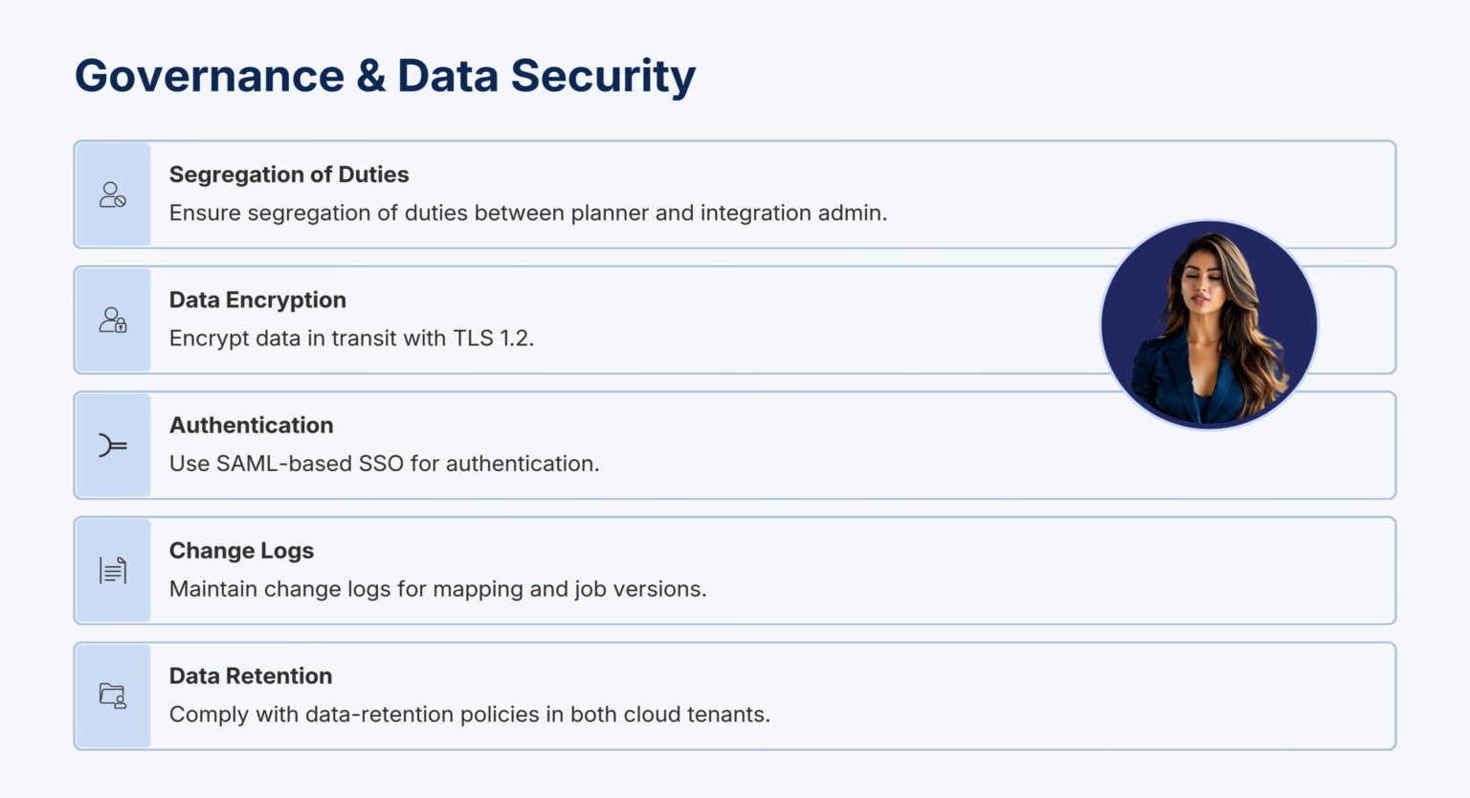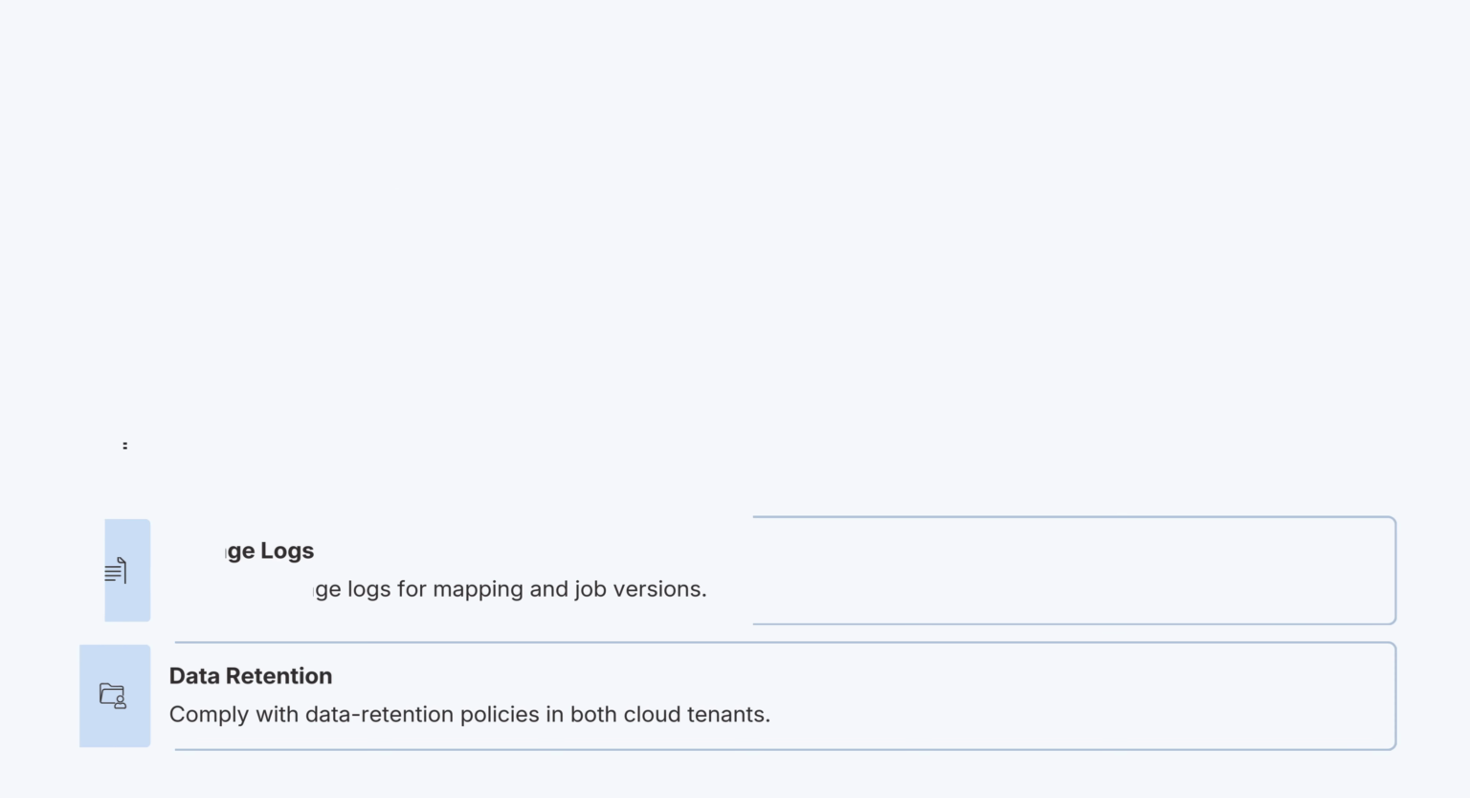Governance and data security. Integration must always follow corporate security and data governance standards. Keep admin and planner roles separate. Encrypt all transfers with TLS 1.2 or higher. Use SAML-based SSO for secure authentication. Maintain version control on mappings and logs to ensure traceability and compliance.